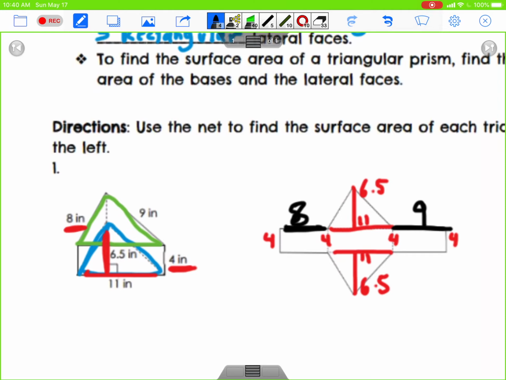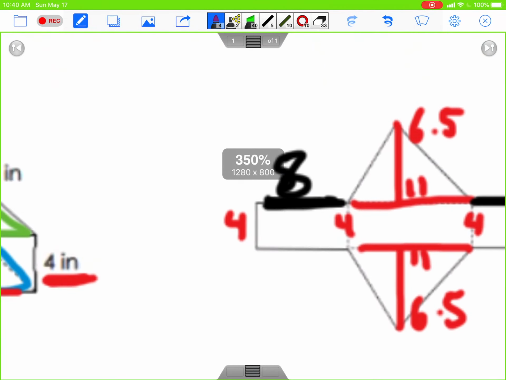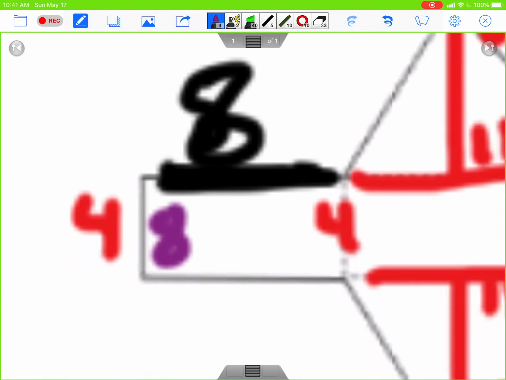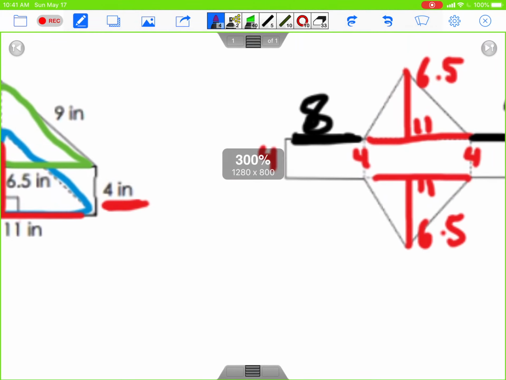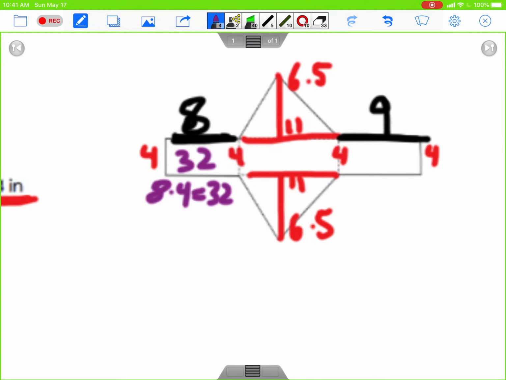Once I have all my numbers in place, I just find all my areas now. So the first one, I want to do 8 times 4. Zoom in a little bit. 8 times 4 equals, and we'll do it out here just for space's sake, 8 times 4 equals 32. So that means that this rectangle is 32.